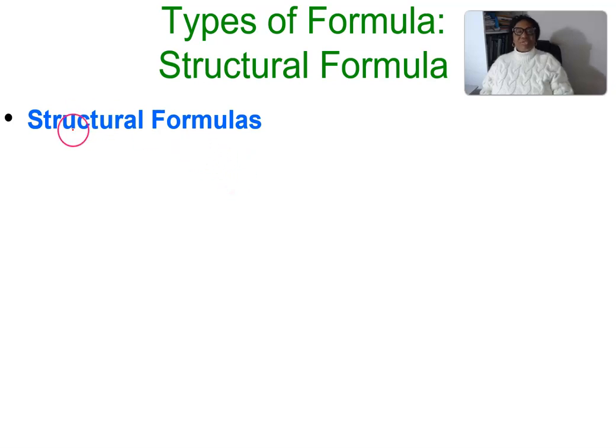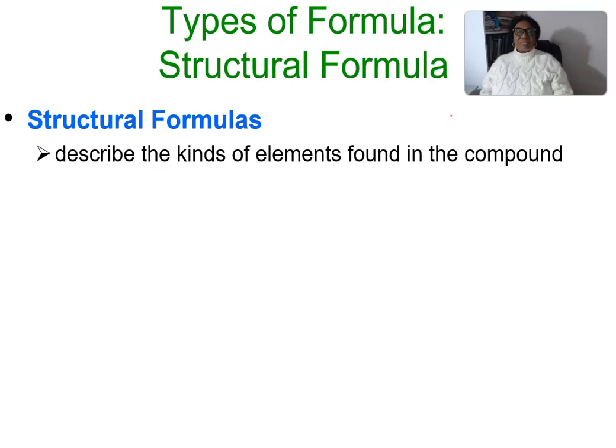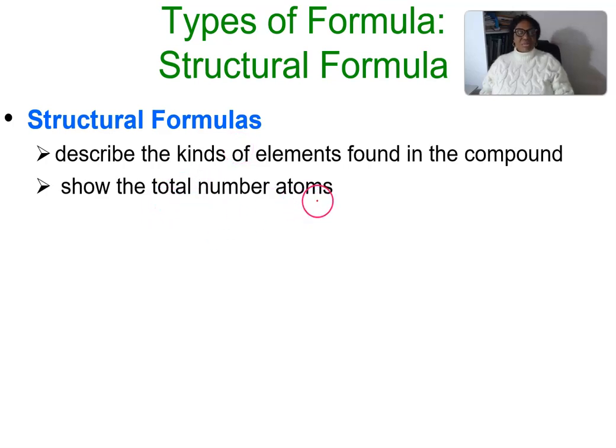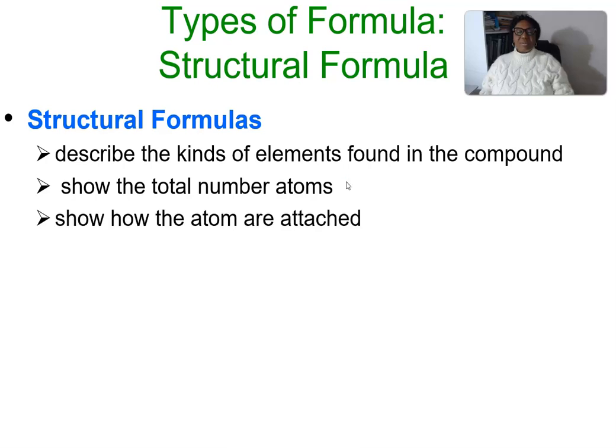Now let's look at structural formula. It describes the kind of elements found in the compound. It shows the total number of atoms in the compound. And it also shows how the atoms are attached. So a structural formula will show all that.